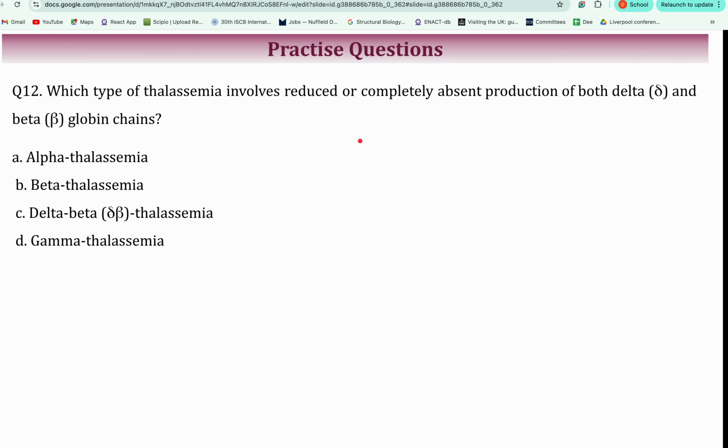So next question is, which type of thalassemia involves reduced or completely absent production of both delta and beta globin chains? So this question is again repeating. Option A is alpha thalassemia, option B is beta thalassemia, option C is delta beta thalassemia, and option D is gamma thalassemia.